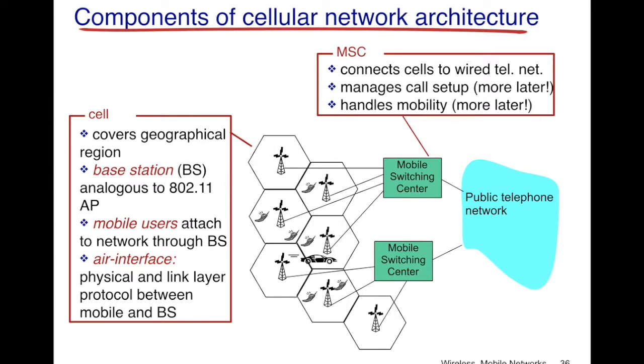Now, a group of these base stations are connected to what is known as a mobile switching center. The mobile switching center is responsible for connecting calls to the wired telephone network. It is responsible for managing the call setup, and it also handles mobility. Behind the mobile switching center is the public telephone network. This is how the cellular network was first set up.